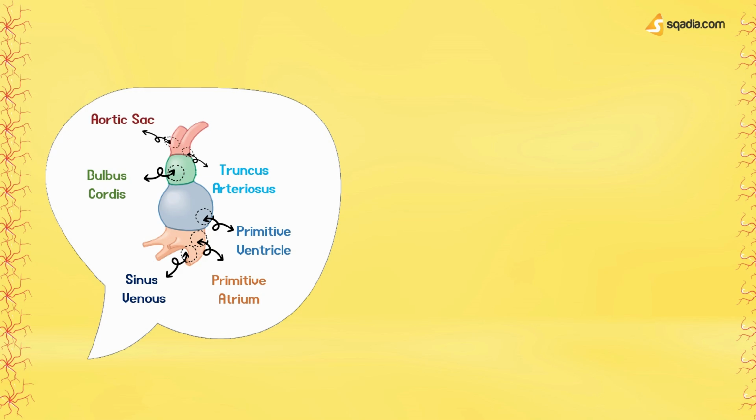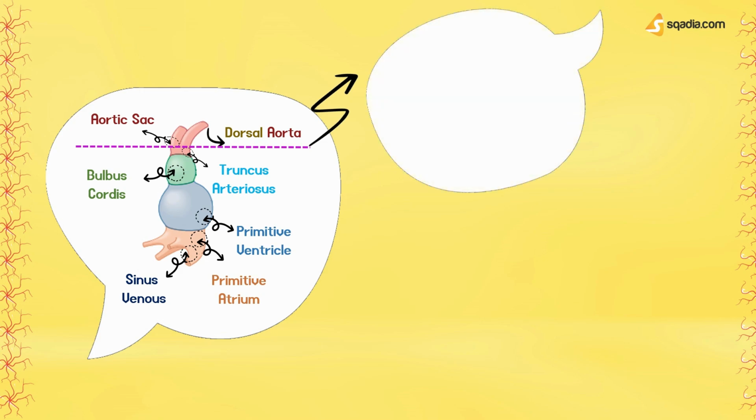And this is the dorsal aorta. We will focus on this part that forms the arterial supply of the heart. Now, we are going to discuss the structure that we can see after cross-section of this heart tube. At this point, that's the aortic sac.